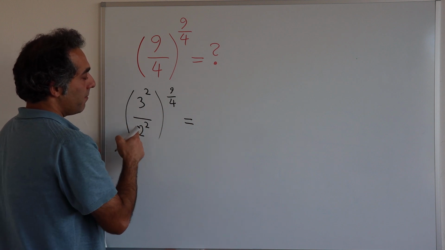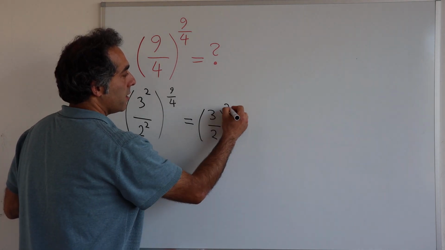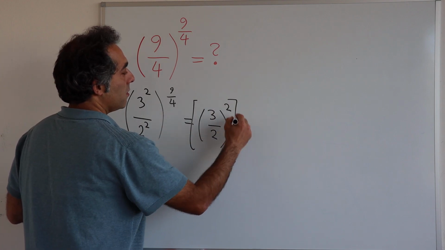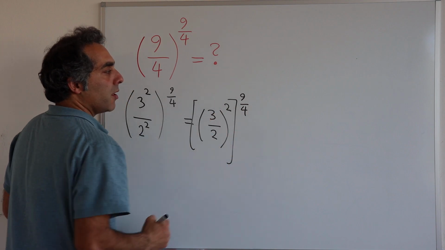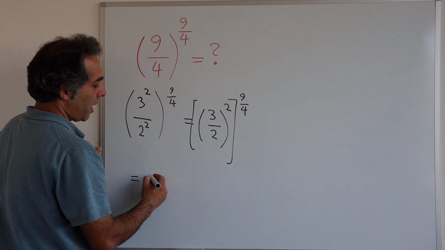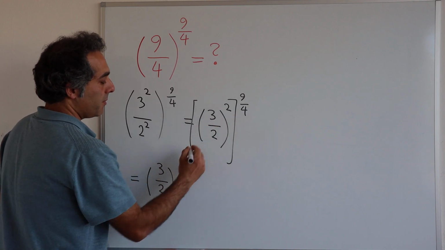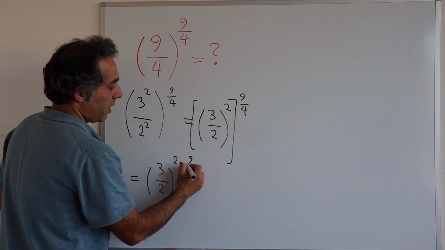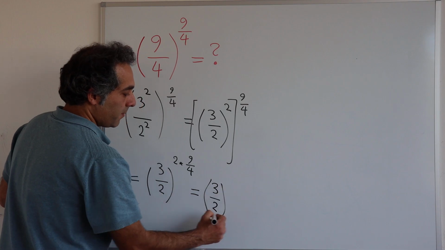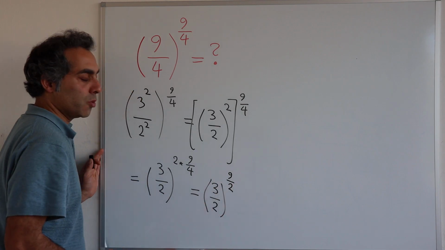Both of them are squared, so I can write it as (3/2) squared, and the whole term to the power of 9 over 4. And these two powers can be multiplied: (3/2) to the power of 2 times 9 over 4, which is (3/2) to the power of, it could be simplified, 9 over 2.